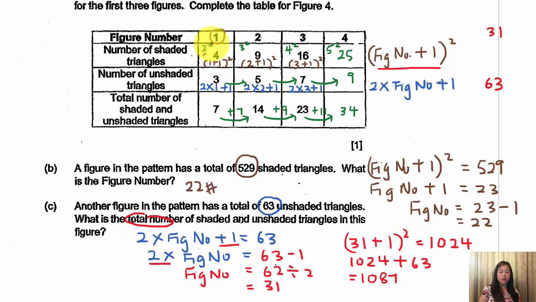One of the concepts is definitely square number, because you can see 2 square, 3 square, 4 square. And we are also tested on creating a formula based on numbers increasing at regular intervals. So it is a concept of equal interval. So for here in B and C, we are also tested on how to work backwards in order to find out the figure number.